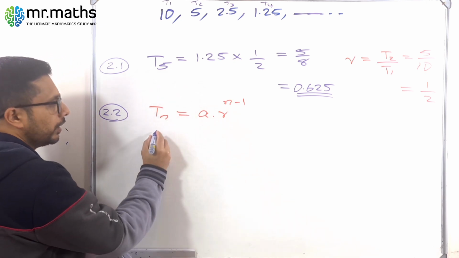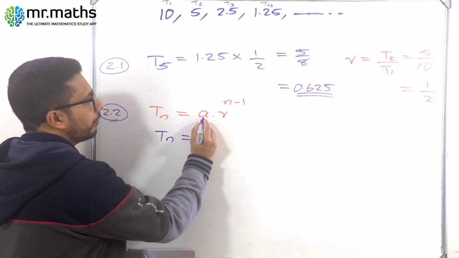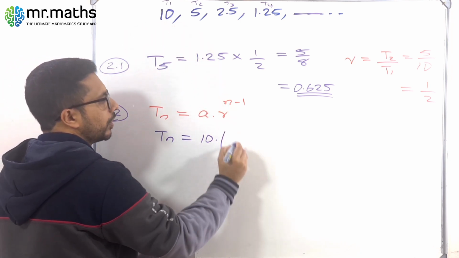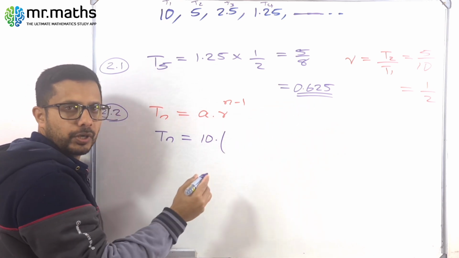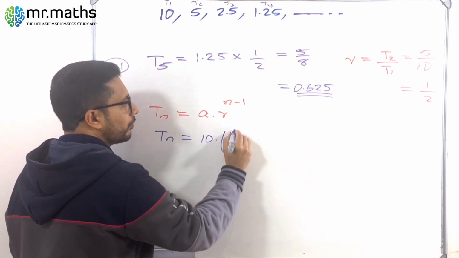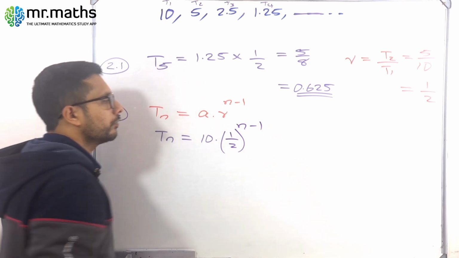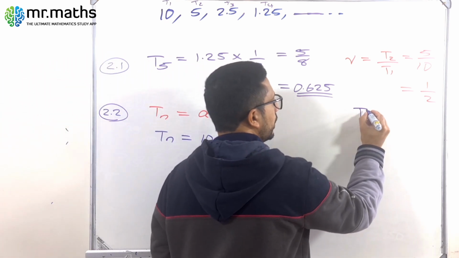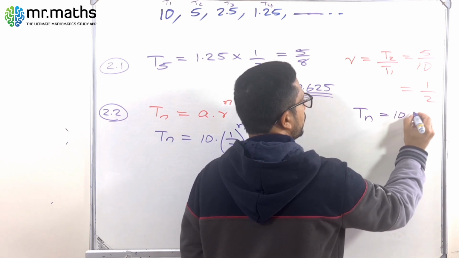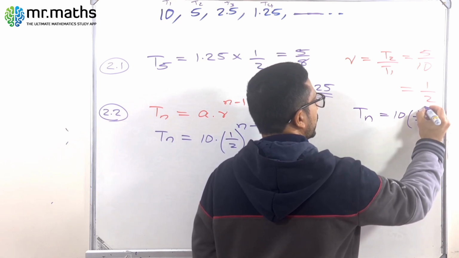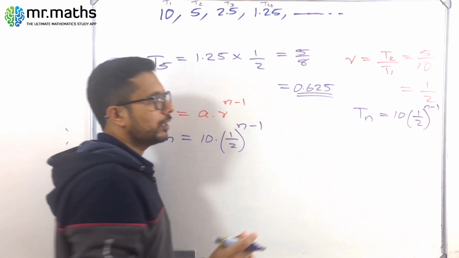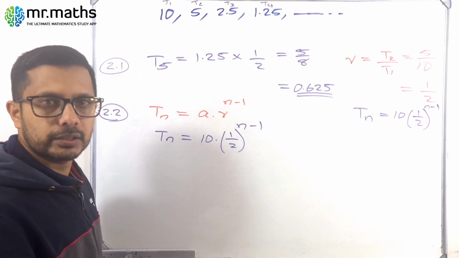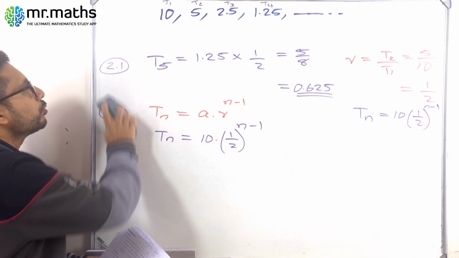So here Tn is equal to A, first term. What is the first term? It is 10. 10 into, what is r? We got the value of our common ratio as half. Half raised to n minus 1. That's enough. Okay. So what is Tn, guys? Let me write it here. Tn is equal to 10 into half raised to n minus 1. Okay, just leave it there. In case you want to use that one, we can use it later. Okay, so that is 2.2.